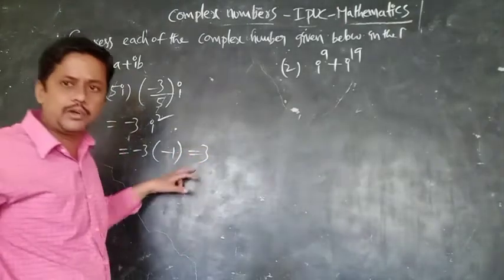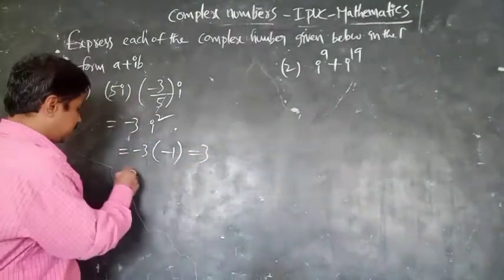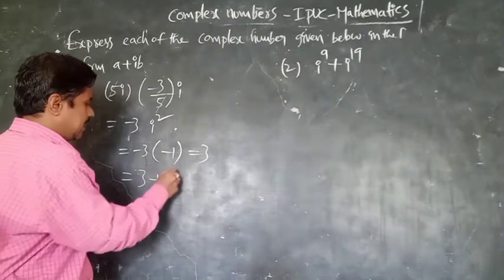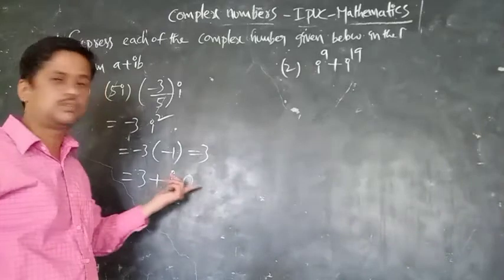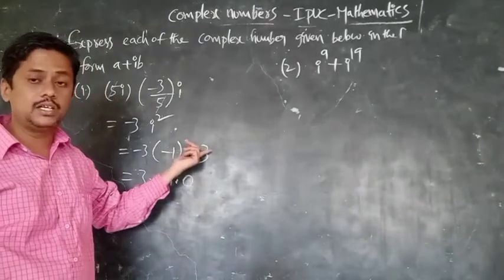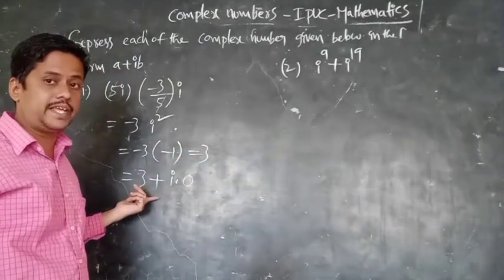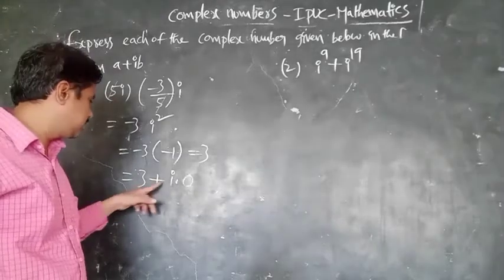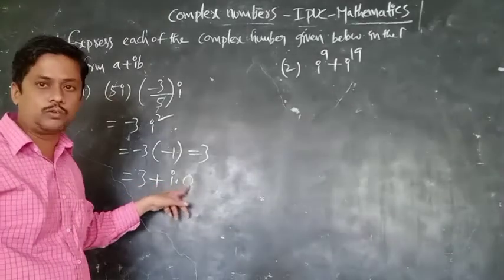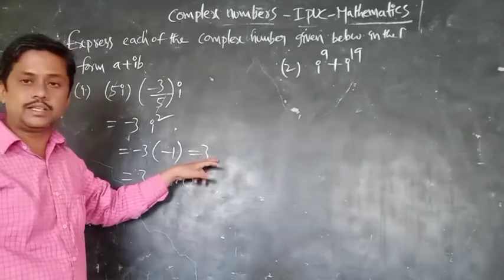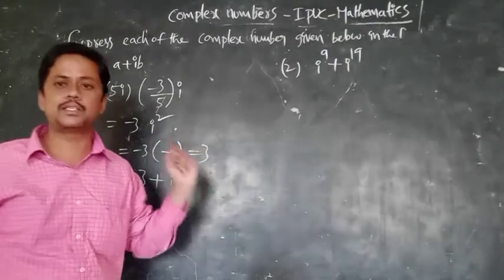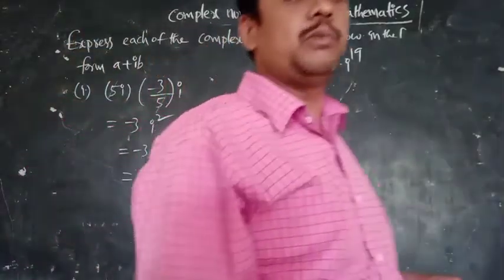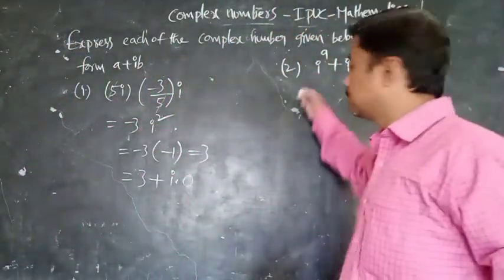So 3 can be written in a plus ib form: 3 plus i into 0. I into 0 becomes 0, so 3 plus 0 is 3. So no change. Like that we have to write in a plus ib form. a plus ib, where b is 0, because here there is no imaginary part. We must write it this way, compulsory. This is a plus ib form. Okay, next we will move to problem number 2.